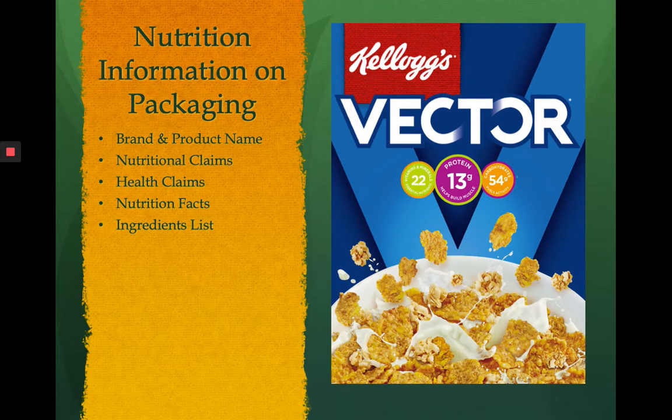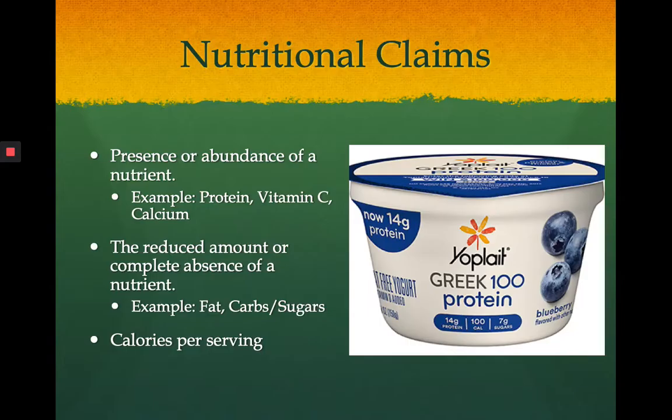There's always going to be the brand and product name. In this case, you can see on the cereal, it's Kellogg's brand. Vector is the product name. There will be nutritional claims, health claims, nutrition facts, and an ingredients list. Let's take a look at each of these.